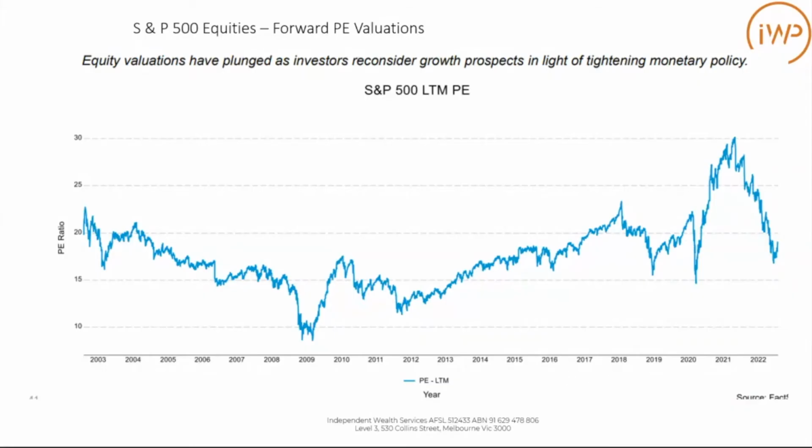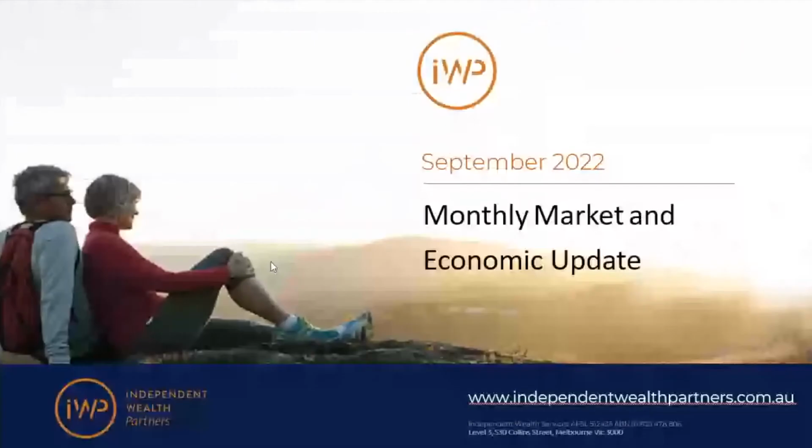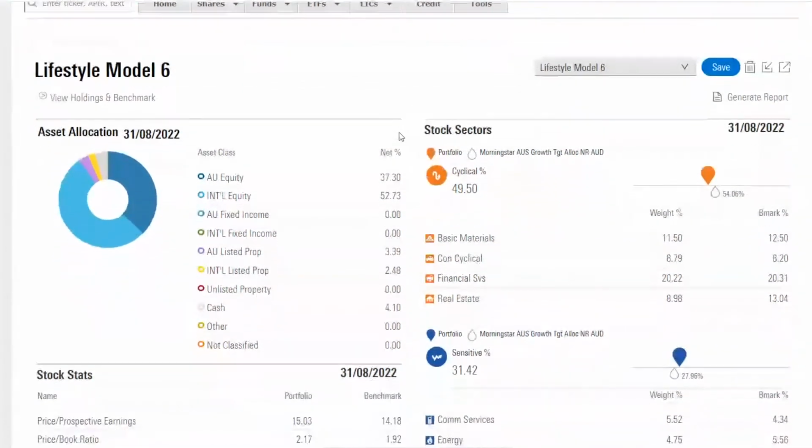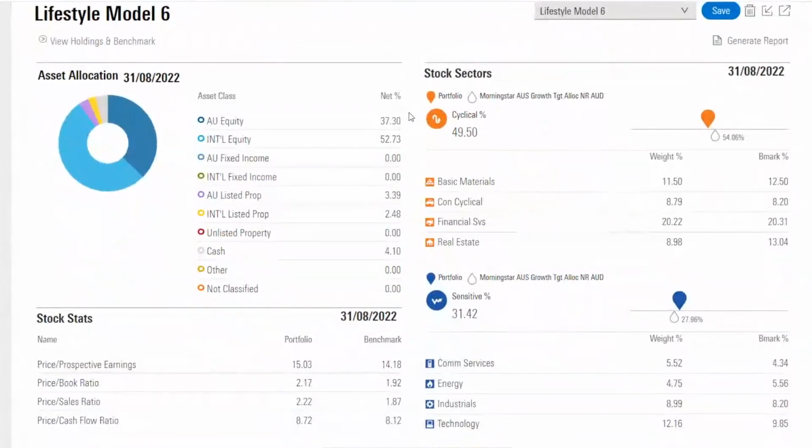So I think the way we might finish, I'll jump into the portfolio we use for some high growth investors here. Not sure if we can still see it or not, but I'll talk through it anyway. Essentially this is the portfolio we use for investors that have a very long time frame, so 7 to 10 years plus, accumulator style portfolios.